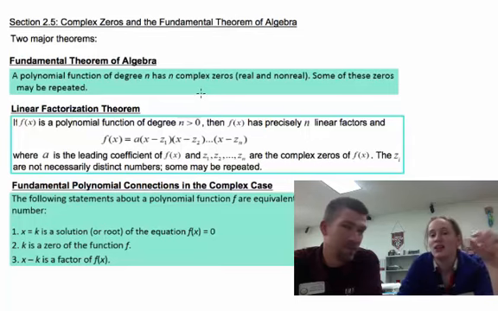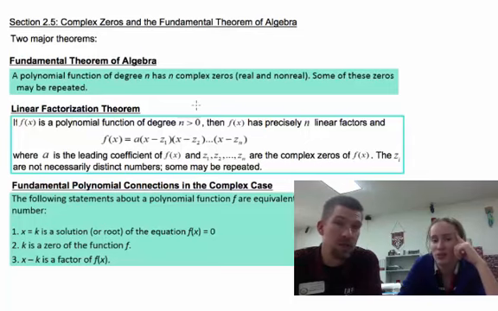Okay, anyway, before we talked about that, it has at most that many zeros because we were only talking about real, but now we're going to start talking about imaginary. So if it's a degree of something, that's how many zeros it has, real and non-real included.